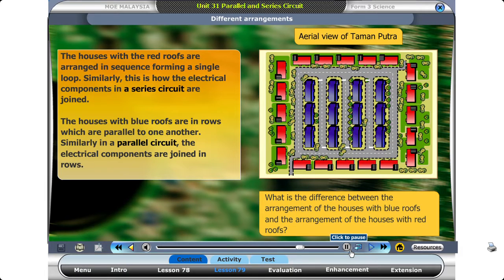Let's take a look at the aerial view of Taman Putra again. The houses with red roofs are arranged in sequence, forming a single loop. Similarly, this is how the electrical components in a series circuit are joined. The houses with blue roofs are in rows which are parallel to one another. Similarly, in a parallel circuit, the electrical components are joined in rows.